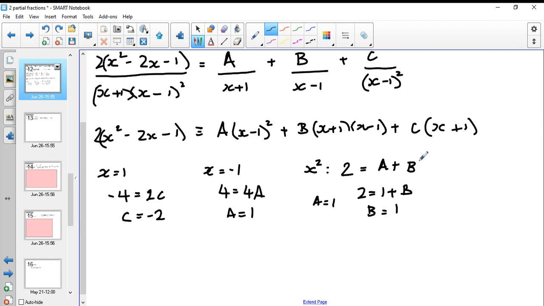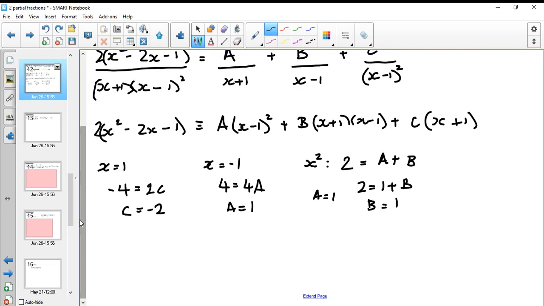Okay. Now, some students don't like this. If you are one of those that don't like this, once you've run out of numbers, you could, if you wanted to, just substitute any other number. And usually students substitute 0 in.